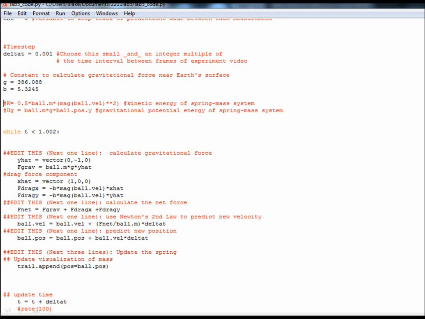The room for error in this experiment comes from human error using Tracker and the positioning of the camera when I took the initial video.